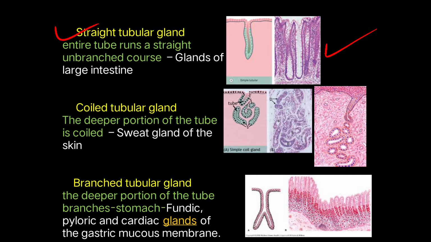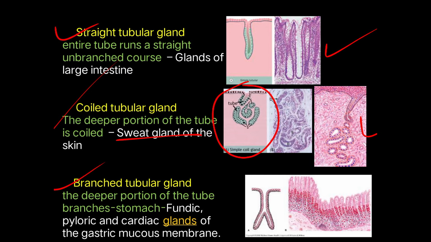Then the coiled tubular gland, that is the sweat glands. In sweat glands the deeper portion of the tube is coiled, that is the sweat gland of the skin. This is indicating the sweat glands, and this is the section. The coiled tubular structure is found in the sweat glands of the body. After that, the branched tubular gland.